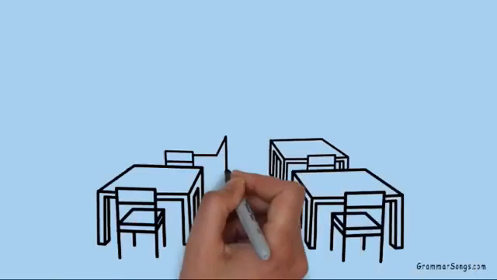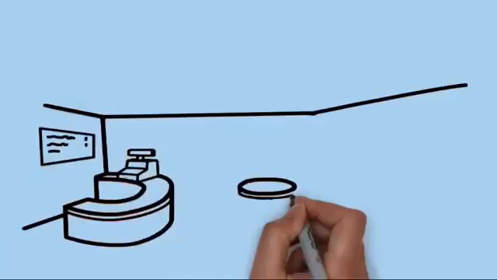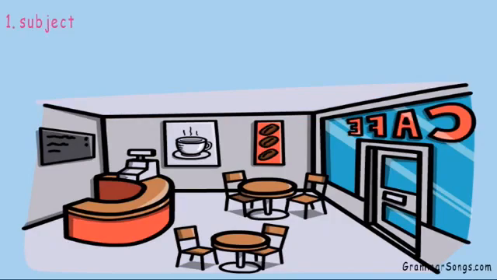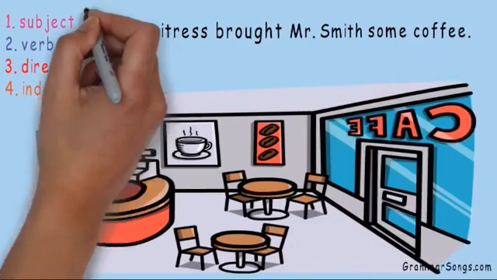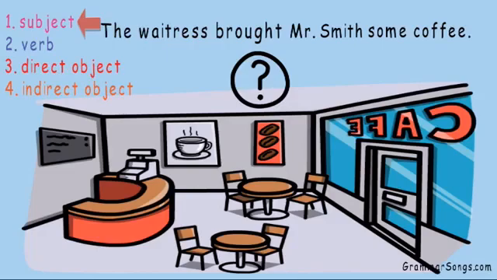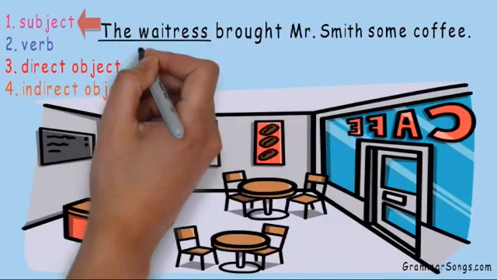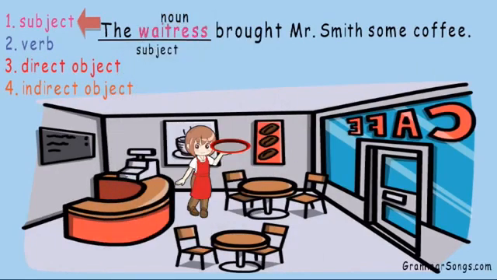Thank goodness! Could we practice some more? Sure we can. We will follow these steps and look for clues. The waitress brought Mr. Smith some coffee. First, we need to find the subject. Who or what is this sentence about? Well, this sentence is about the waitress. She's my subject. She's a person. Waitress is a noun.